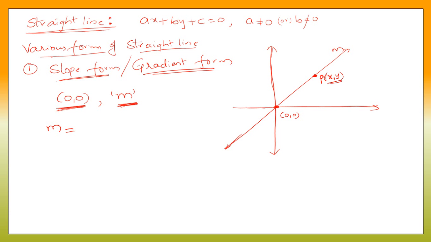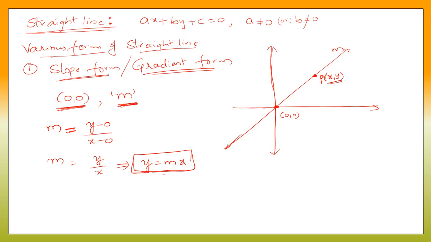From this we can apply the slope formula. So what is the slope formula? m is equal to (y2 minus y1) by (x2 minus x1). So from this, y minus 0 by x minus 0. So what I am going to get is m is equal to y by x. So clearly from this, y is equal to mx. Y is equal to m into x.